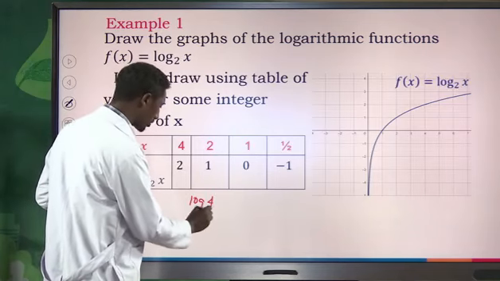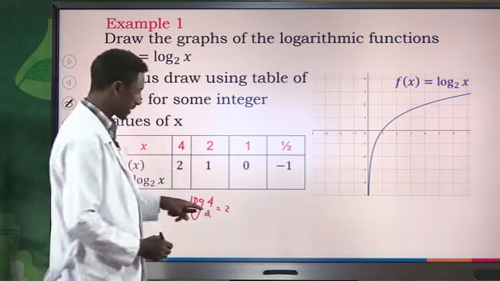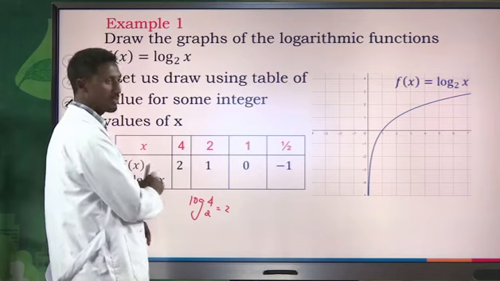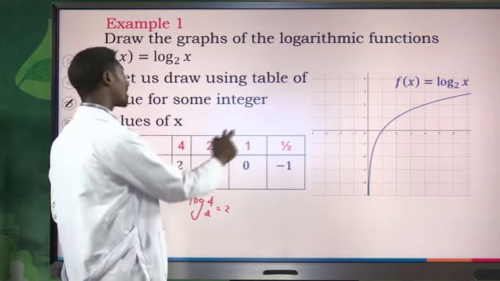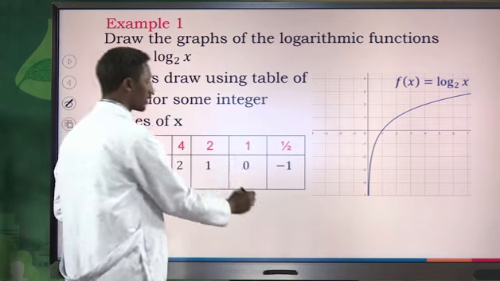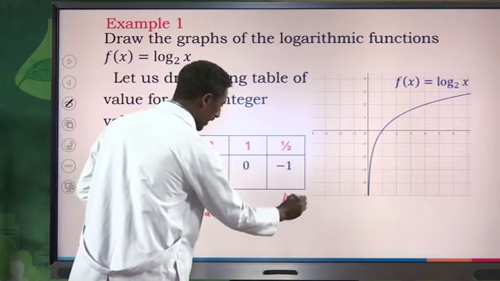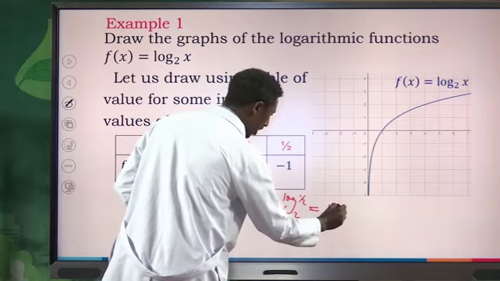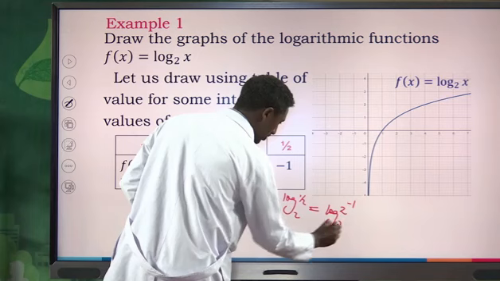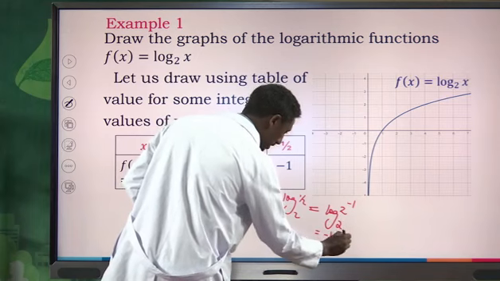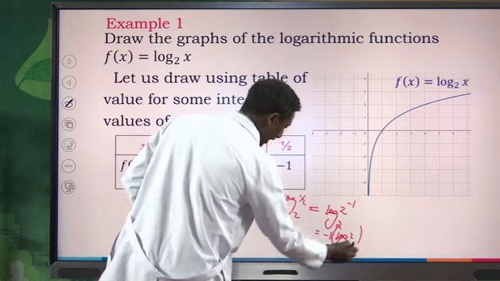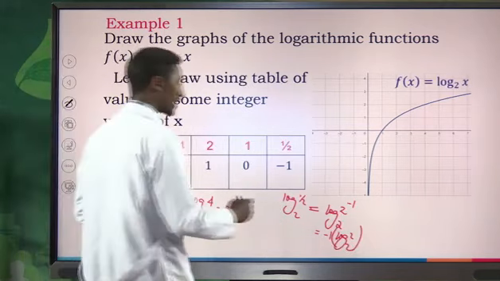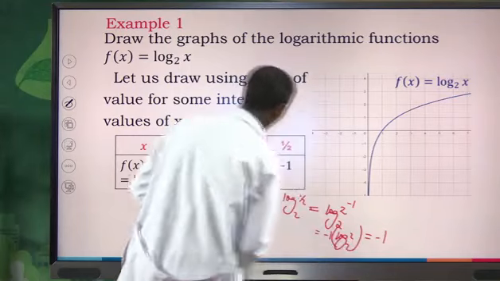The logarithm of 4 to base 2 is 2, because 2 to the power of 2 is 4, and at x equals 2, the logarithm of x to base 2 is 1, and the logarithm of 1 to base 2 is 0. Also, the logarithm of 1 over 2 to base 2 equals, we can apply the property of logarithm, log of 2 to the power of minus 1 to base 2, so it is minus 1 times log 2 to base 2, but we know that the logarithm of any positive number a to base a is 1. So the value of this is equal to minus 1.